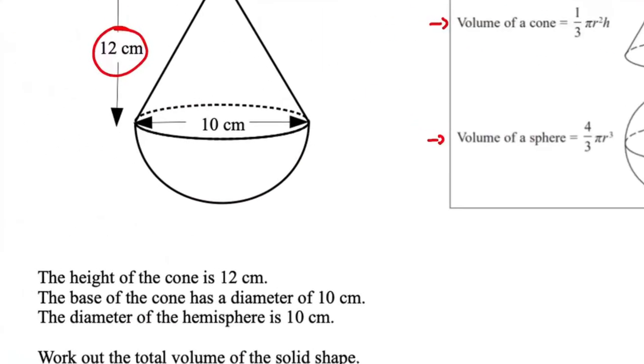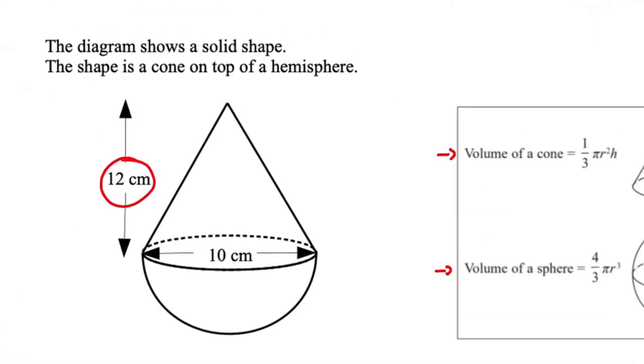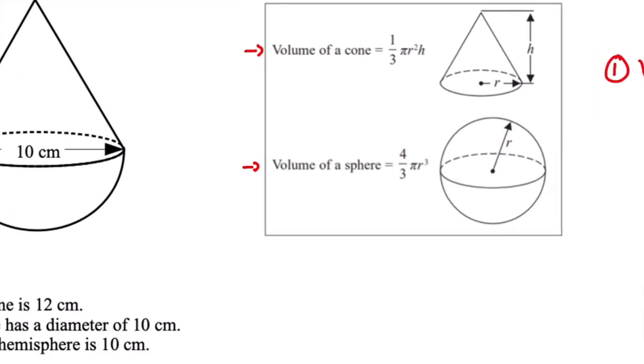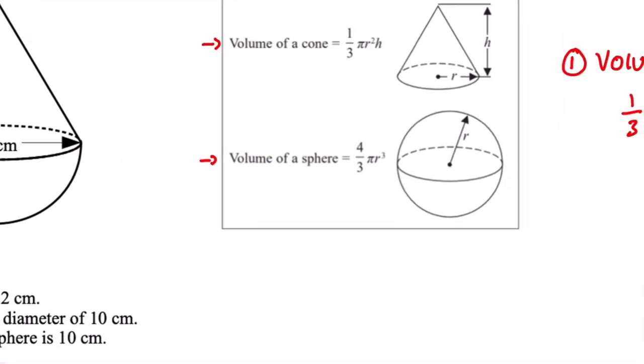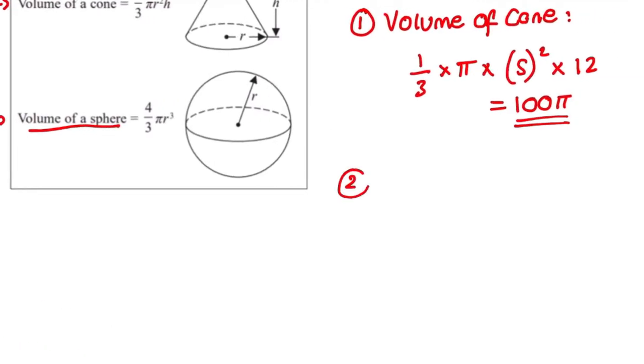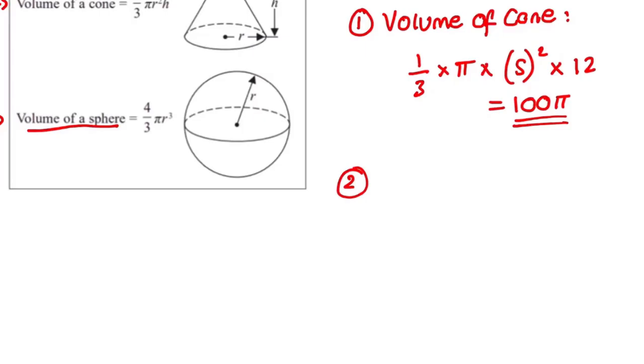Then, so we've worked out the volume of the top part, we need to work out the volume of the hemisphere now, which is half of a sphere. We know that the volume of the full sphere is given over here. That's the formula for the volume of the full sphere. So what we're going to do is work out the volume of the full sphere, and then we're going to divide it by 2 because we have a hemisphere, we have half of a sphere.